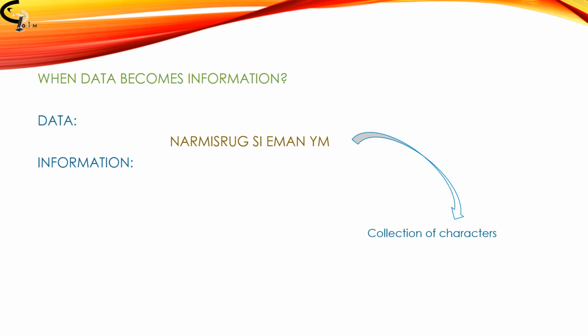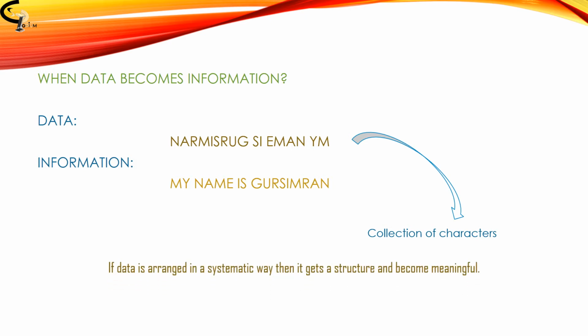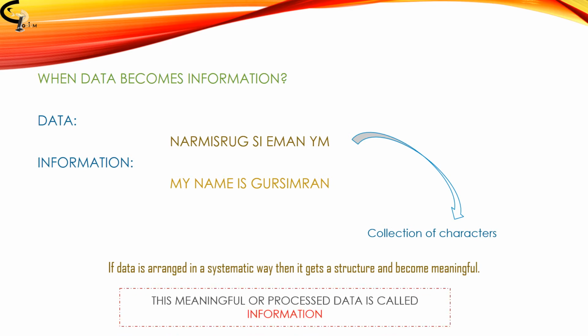But when I process this data and let's say I reverse the whole string, last character becomes the first character, second last character becomes the second character, then I would be able to understand what is written over here. Here I have written my name is Gursimran. So it is quite understandable because I can extract meaning from it. So, if the data is arranged in a systematic way, then it gets a structure and becomes meaningful. This meaningful or processed data is called information.